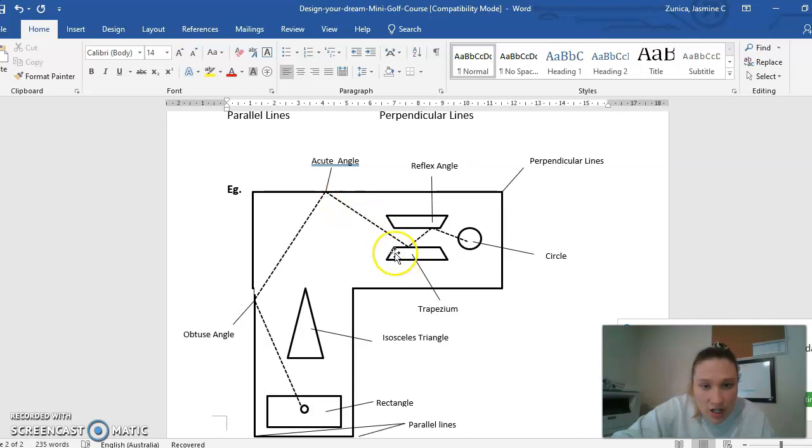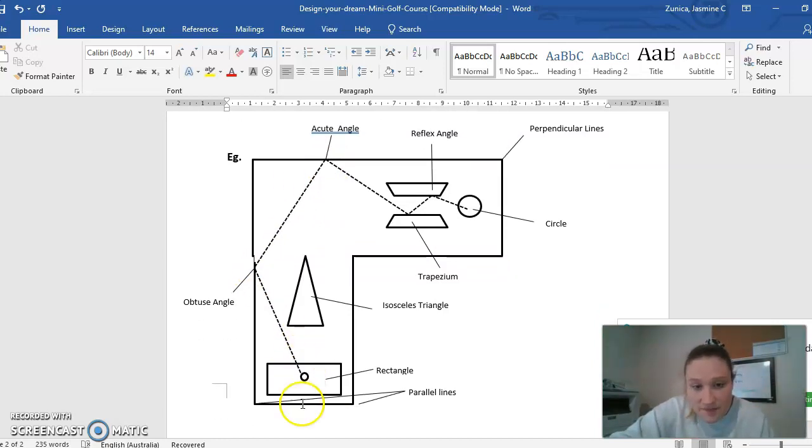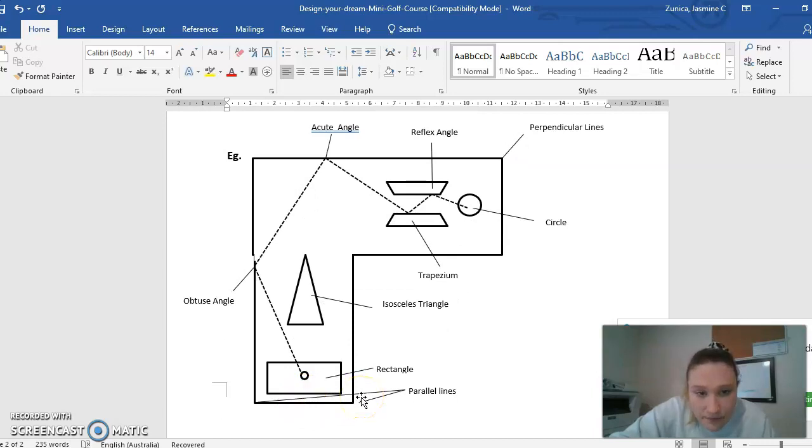And then you've got your trapeziums in here. You put them in there. You've now got your obtuse angle, so it's your big angle, okay? That's the example that has been given. You've got your parallel lines here, and then you've got your rectangle in here. That's your parallel lines for your rectangle because they never meet.